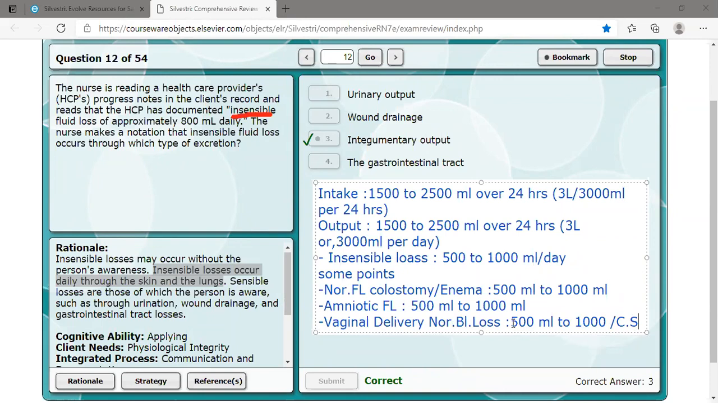Also, you should remember the minimum urine output is 30 ml per hour. Urine output is 30 ml per hour, it's normal. So how much for 24 hours per day? 30 multiplied by 24. Important for the NCLEX board.